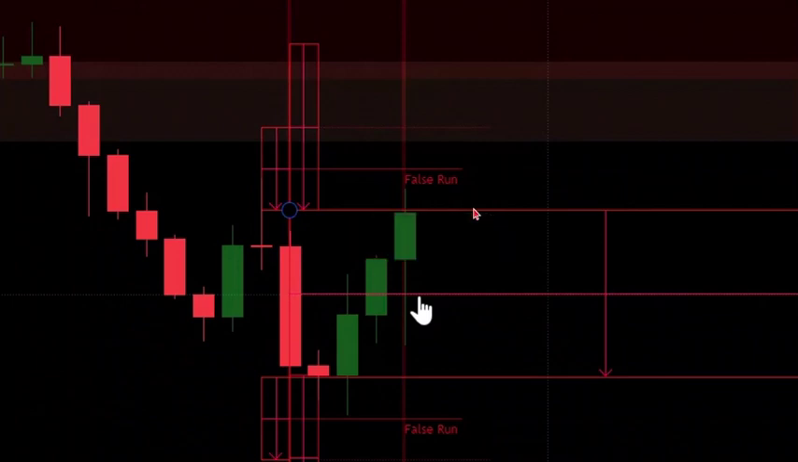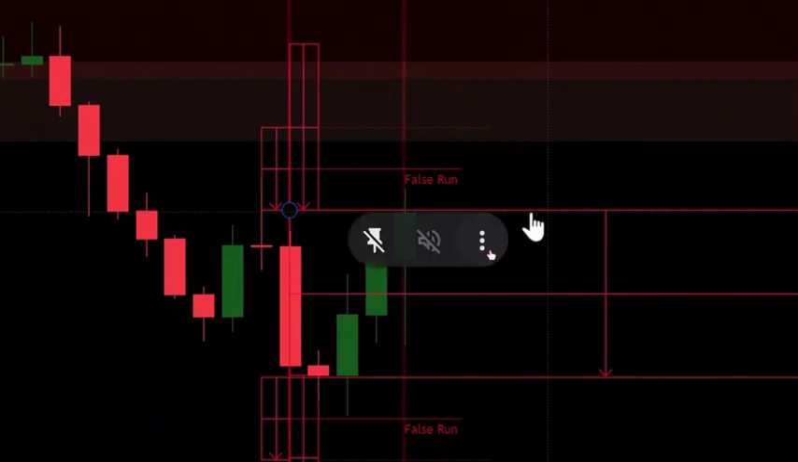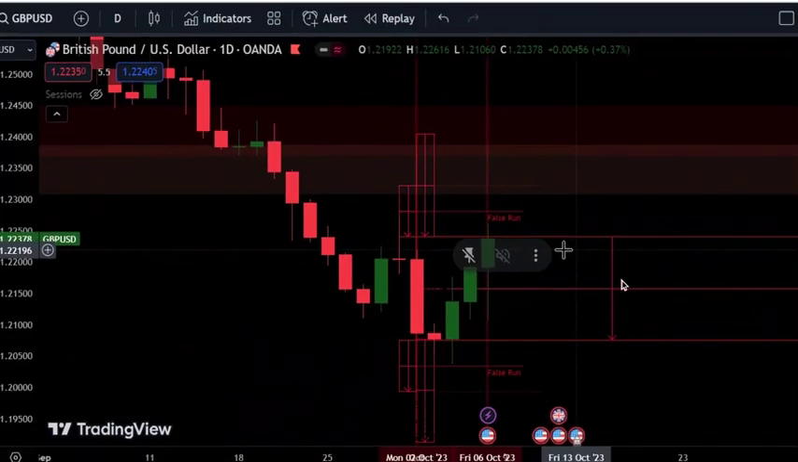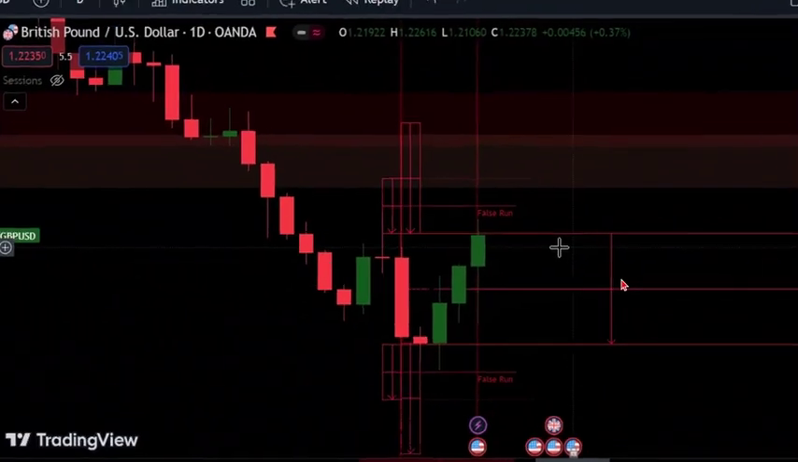Where's the high of the body range? Exactly. So we don't know, because remember, we only have one pair marked up. But when we mark up the other two, it's going to give us a clearer story.